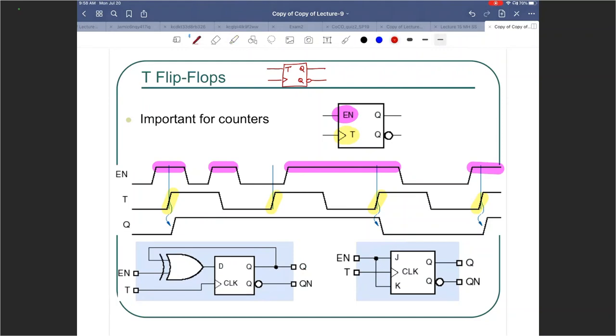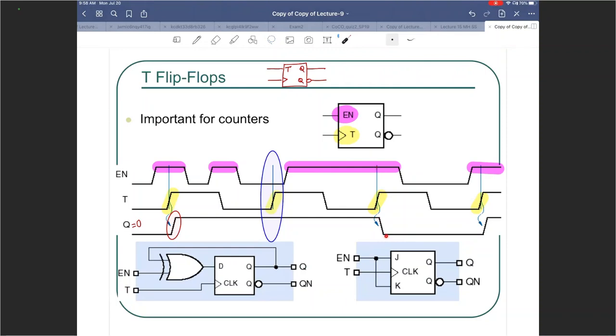So if you assume that Q starts off at zero, it will toggle to 1 here. Why? Because it is enabled and you are seeing a positive edge on the T input. But it didn't toggle over there because even though there was a positive edge on T, it was disabled. So enable was 0 at that time. So Q did not change. Q did not toggle.